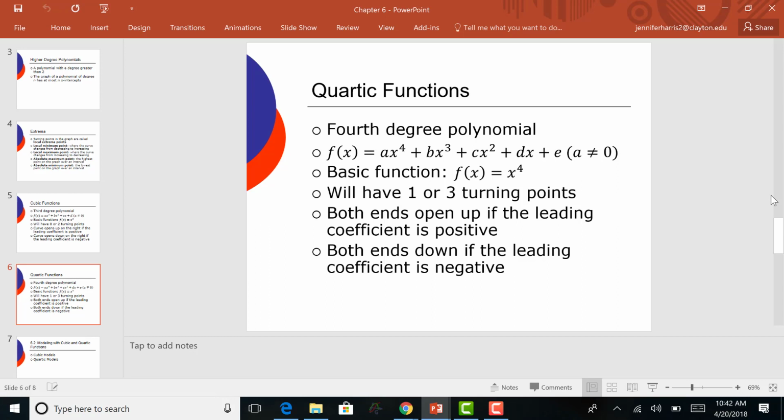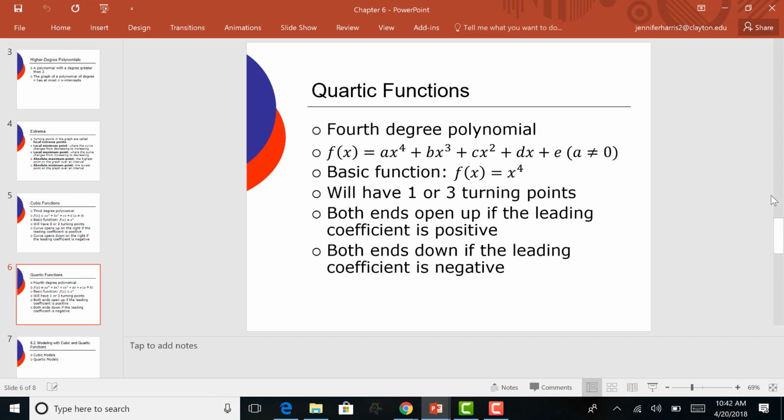Alrighty, so because this negative is in the front, what's my shape gonna look like? It's gonna look like an M. Does it have to be a perfect M? Nope. So, negative in the front. If it's a negative as a leading coefficient, both ends open down. Both ends should open down.